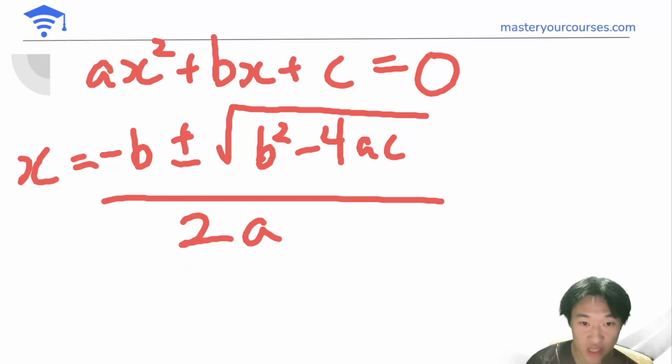Now, note that when we say plus minus, it means that there are actually two solutions: one where it's just the plus, and one where it's the minus. So technically, we have one solution where it's minus b plus the square root over 2a, and one solution where it's minus b minus the square root of b squared minus 4ac over 2a. Now, let's try to prove this.